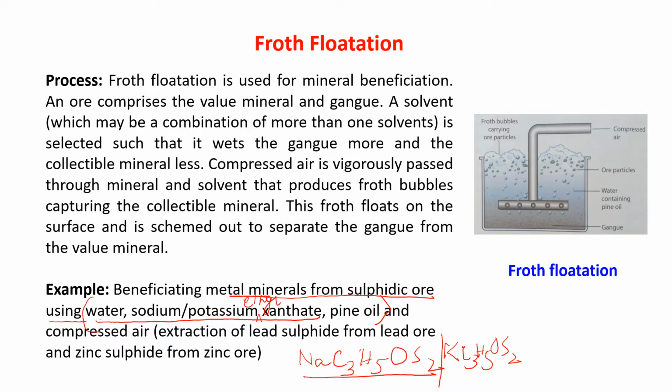This froth is basically a mixture of mineral, air and pine oil. When we are getting the froth, after that it's skimmed out to separate the metal mineral from gangue. I think you have understood. What happened? See, suppose this is the ore. In that ore, these are the minerals. Suppose these are the gangue, and these are the minerals. They are mixed in this way.